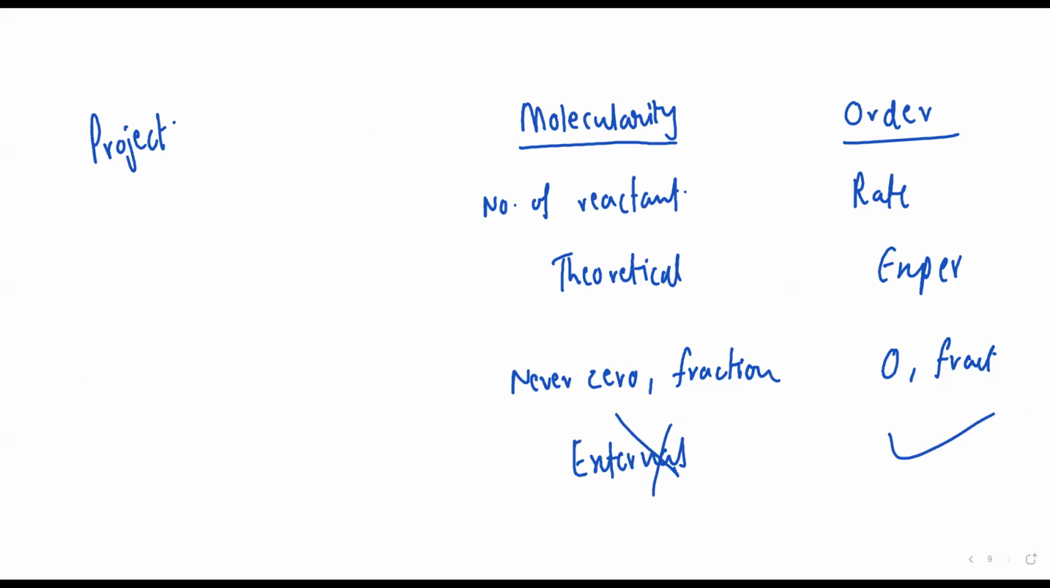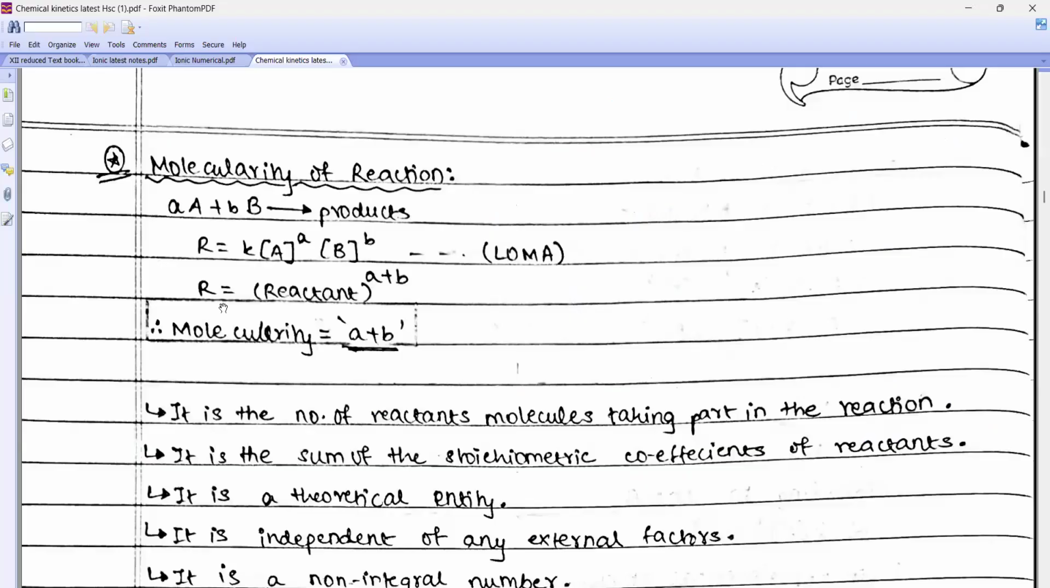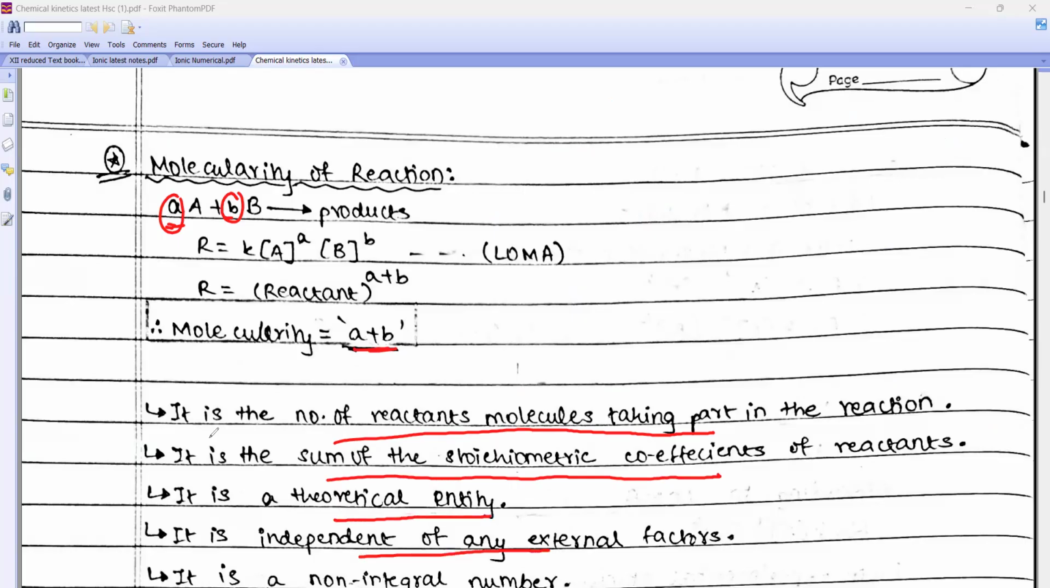Now you come to this part. Yes, order will be zero because we always deal with the reactant first. Now look here. I have written molecularity first. Molecularity means, if I write any balanced chemical equation, whatever numbers are there, if you add them, you will get the molecularity. It is the number of reactants taking part. It is the sum of the stoichiometric coefficients. It is which quantity? Theoretical. It is an integral number, never zero nor fraction.